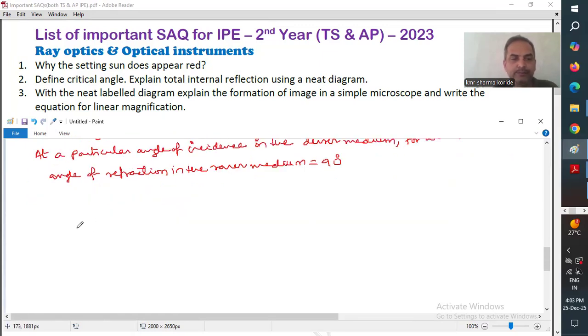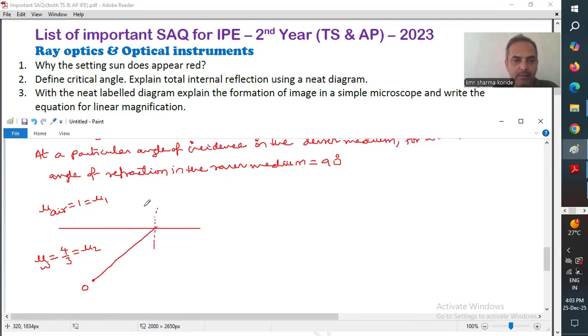Suppose, for example, this is the thin layer separating water and air. Understand that the refractive index of air is equal to 1, so you can also call it mu1. The refractive index of water is 4 by 3, which is mu2. Let us say there is an object in water, which is the optically denser medium. Light is incident here, so conditionally we have to take the normal here.